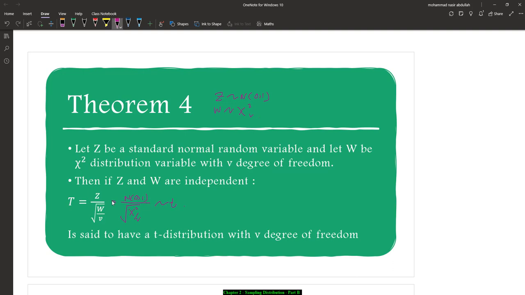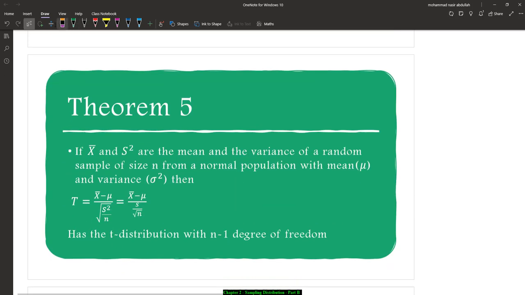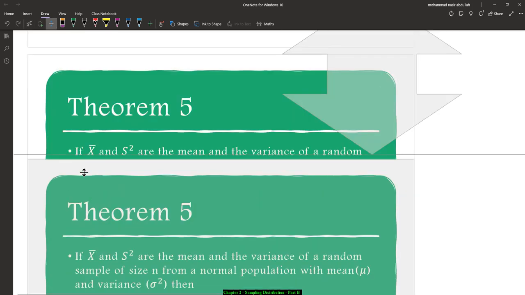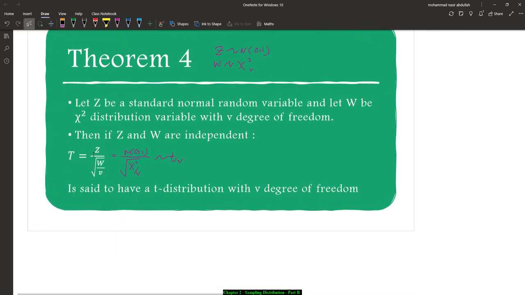Looks like W, right? This is a V degree of freedom. Alright. So this is theorem number 4. So let's look at some derivation for theorem number 4.